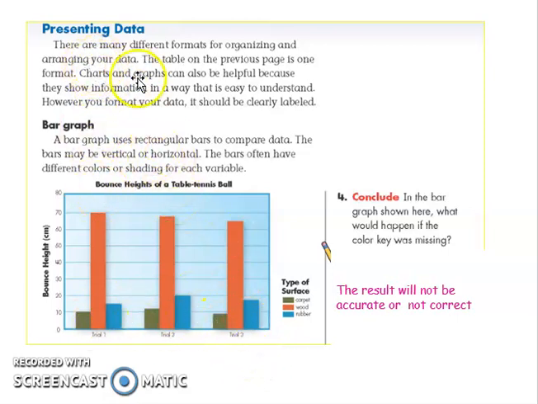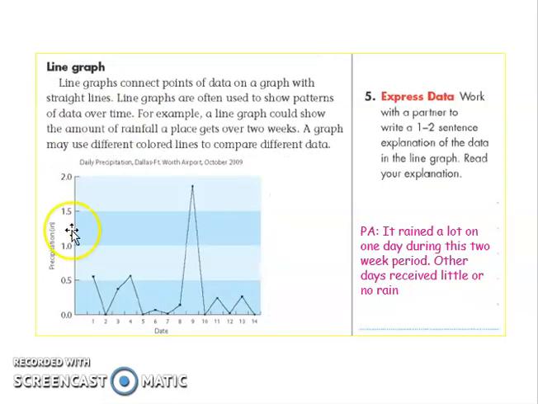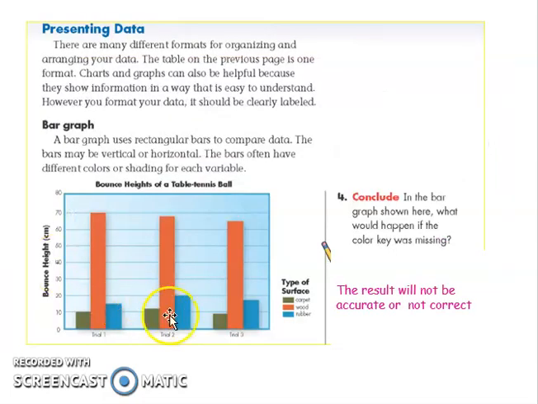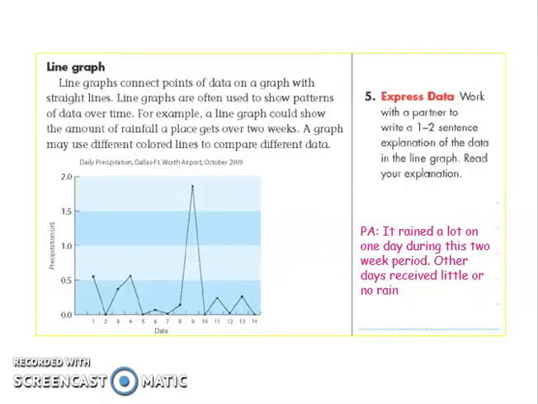Another bar graph type is the line graph. A line graph is actually the same as this, but you only use a different style of presenting it. So you could present it like this. Okay? Now, a line graph connects points of data on a graph with a straight line. Line graphs are often used to show patterns of data over time. So if you look here, a graph may use different colors also. At the same time, you could connect the dots here so that you could decide what will be the result.